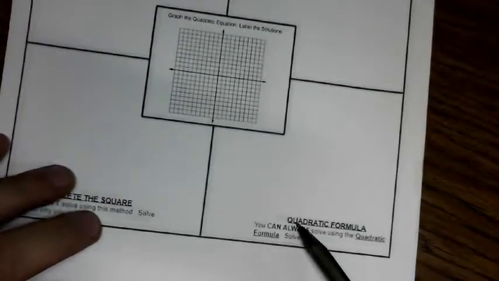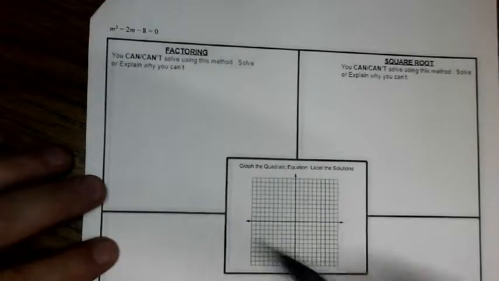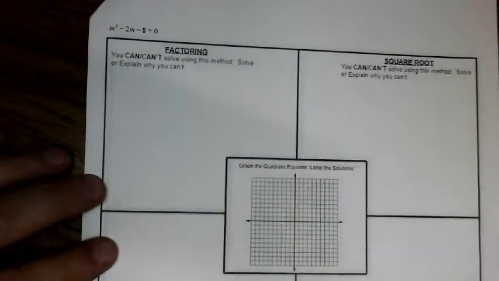Now, every single problem you're going to graph and label the x-intercepts for the solutions. You're also going to solve with the quadratic formula because it says you can always solve. So you're going to solve every single one with the quadratic formula, which you've been doing for the past couple of days. So I'm going to go over this real quick just to show you what's expected on each one.